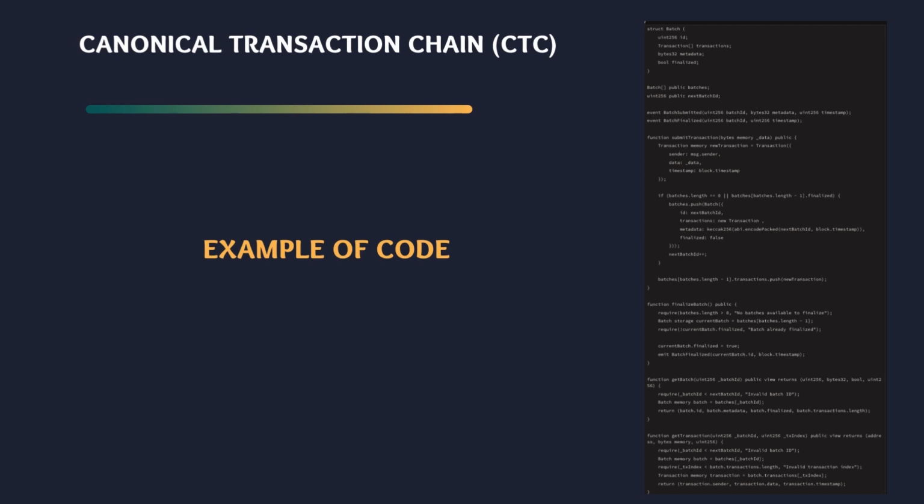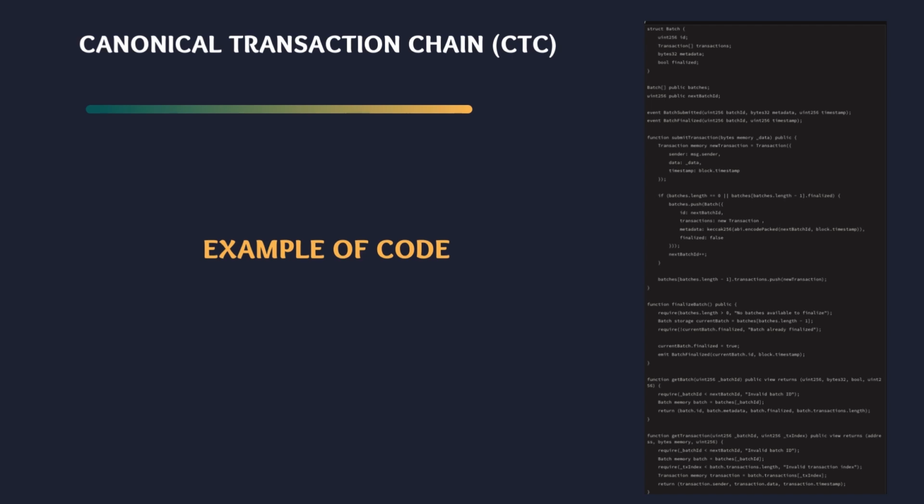We then declare an array batches to store all transaction batches and a variable nextBatchId to track the next batch ID. Two events, BatchSubmitted and BatchFinalized, are defined to log the submission and finalization of batches. These events are essential for transparency and auditability. The submitTransaction function allows users to submit transactions. It creates a new transaction and adds it to the current batch.